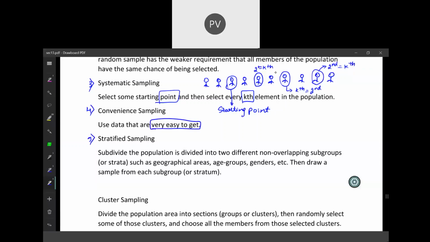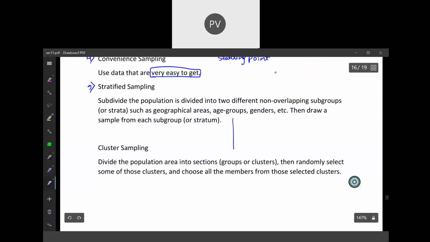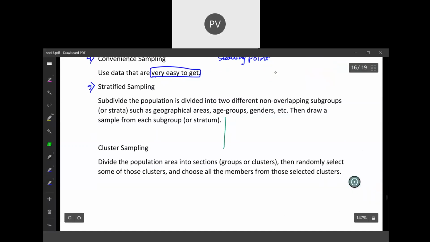The second last type is stratified sampling. So here you will be dividing the population into at least 2 different groups, and then you will draw some subjects from each group. Okay, so it will work like this. For example, let's say this is your population. Okay, complete population.